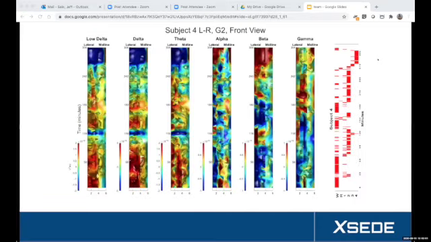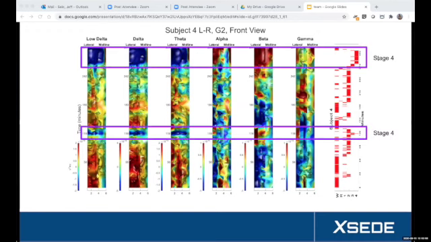Here we have subject 4, left minus right homologous pairs for MEG channel M1 viewed from the front. And in this visualization, the right side appears to be dominant during stage 4 sleep in the lower frequencies, which is also consistent with previous studies.